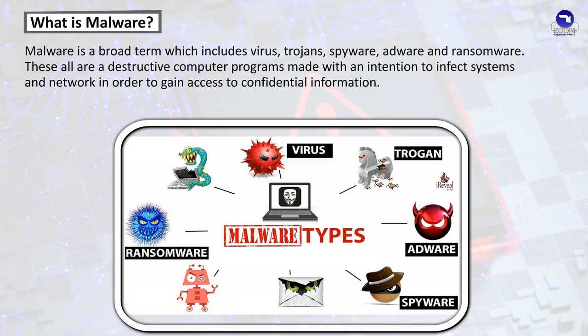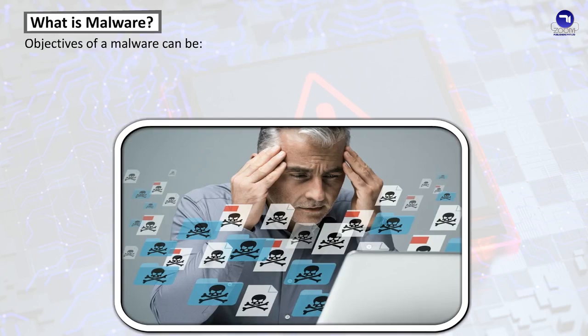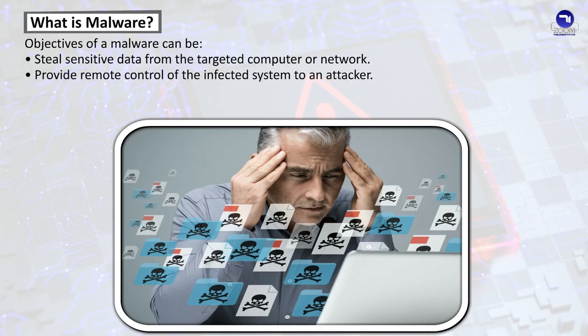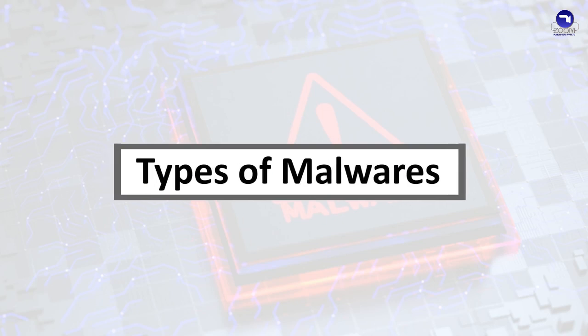These all are destructive computer programs made with an intention to infect systems and network in order to gain access to confidential information. Objectives of a malware can be to steal sensitive data from the targeted computer or network, provide remote control of the infected system to an attacker, send spam from the infected machines to unsuspecting targets, or investigate the infected local network. Types of malwares.